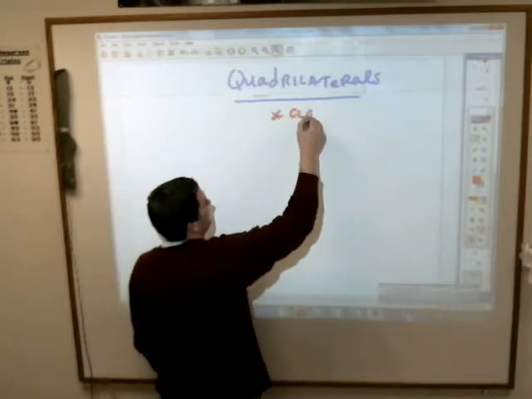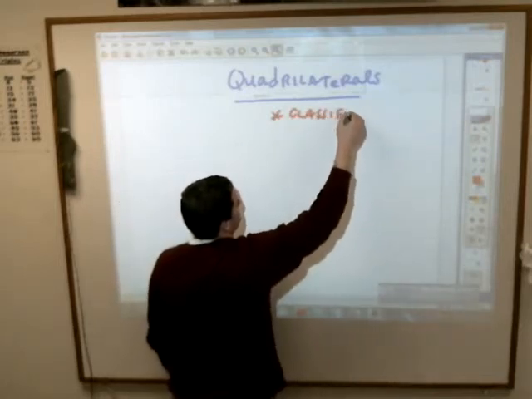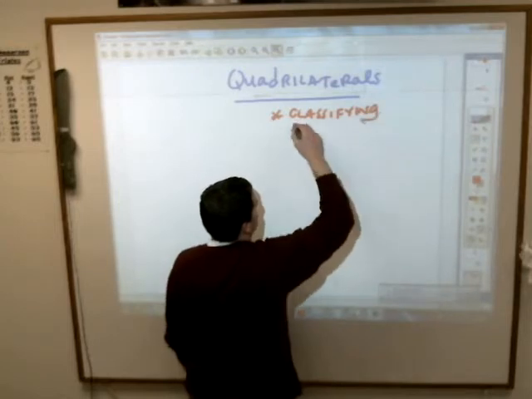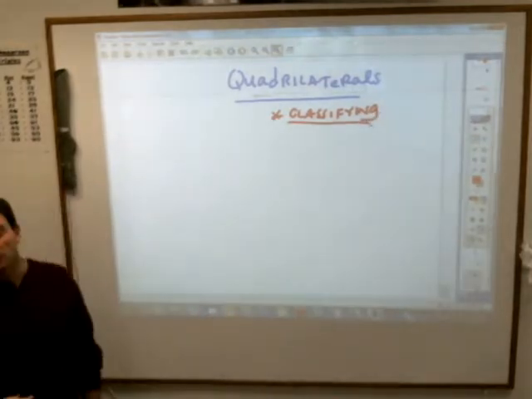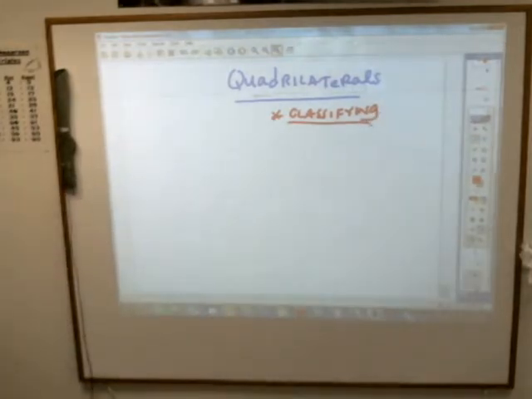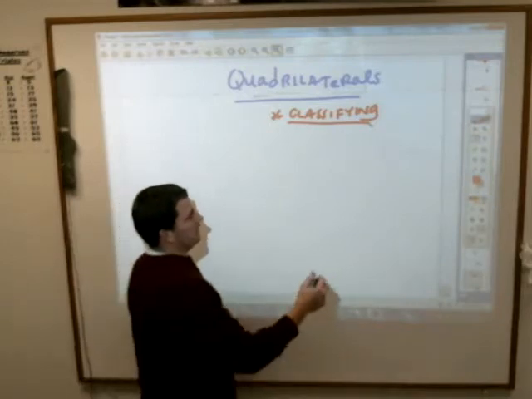Subheading is classifying them. To classify just means putting them in groups, knowing which one is which. The first thing I suppose we should understand is what in the world is a quadrilateral. And at least what is a quadrilateral?